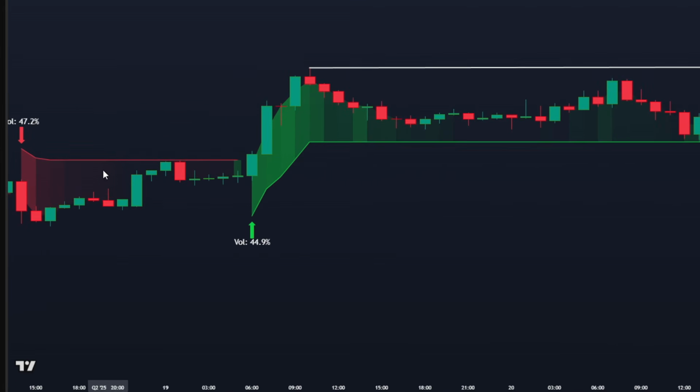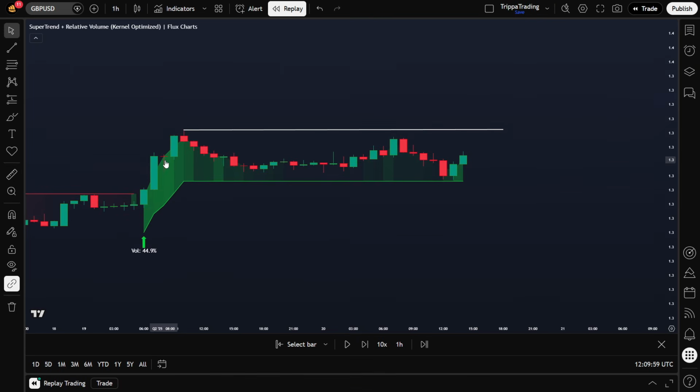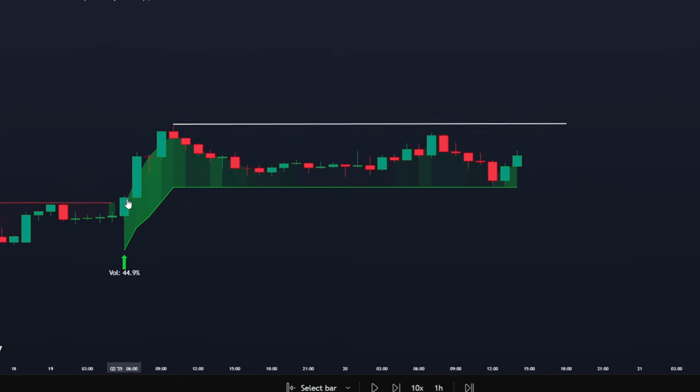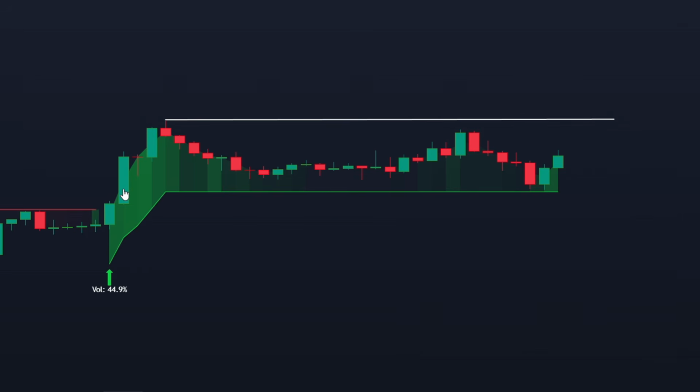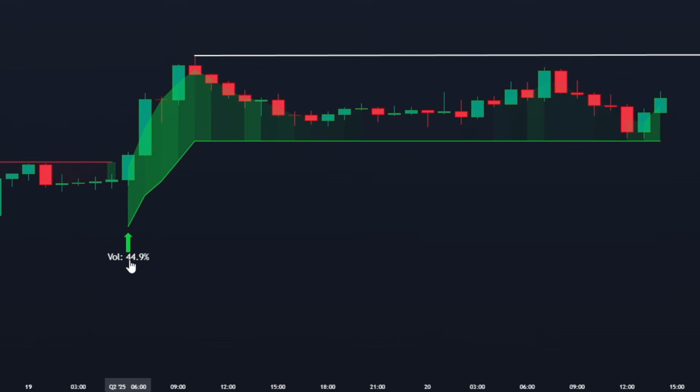First, we want the price to be in a bearish phase. Then a candle breaks above the supertrend line and closes above it. That is your first signal, but not the entry yet. Now you look at the KDE percent on that breakout candle. If the KDE percent is low, you do not chase it. That is exactly the kind of weak flip that often fails.